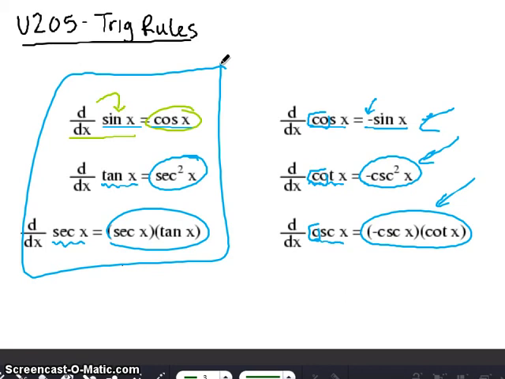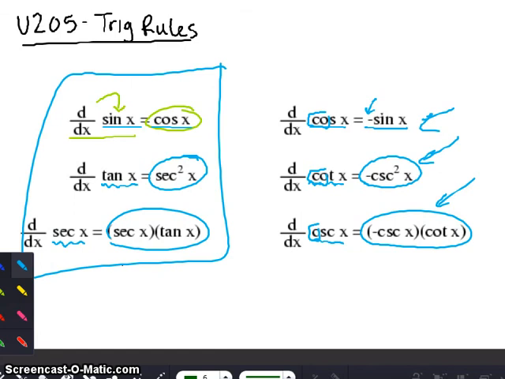All 6 of them, all 6 show up on AP quite frequently. Now, granted, sine, cosine, and tangent are the 3 that show up a little bit more frequently than the other ones, but AP has asked in the past and will continue to ask about cotangent, cosecant, and secant. So we need to go a little bit farther than just sine, cosine, and tangent. We need to know all 6 of these.